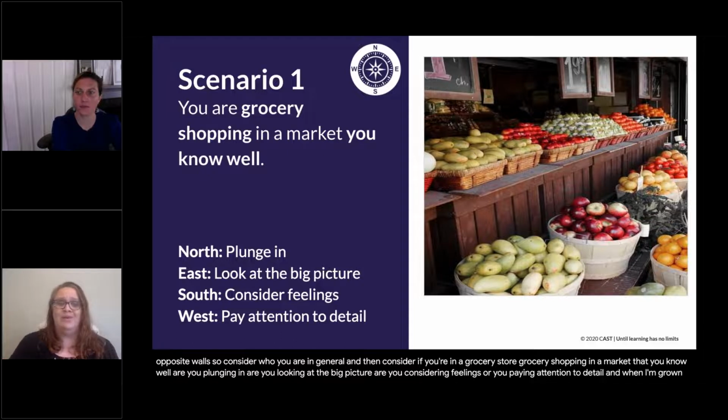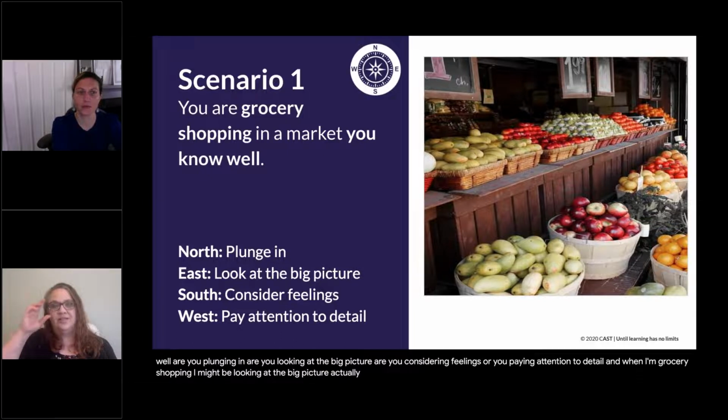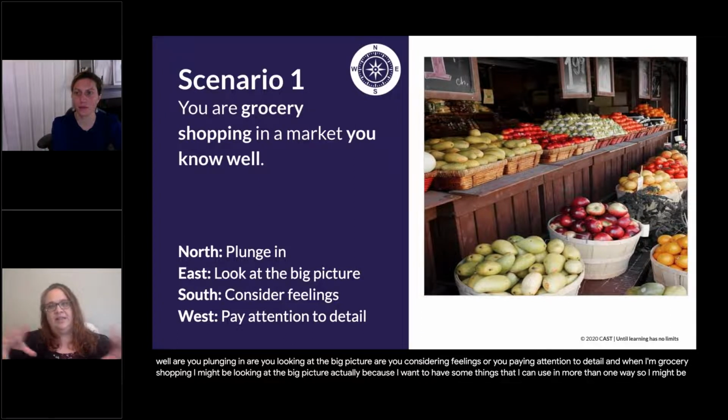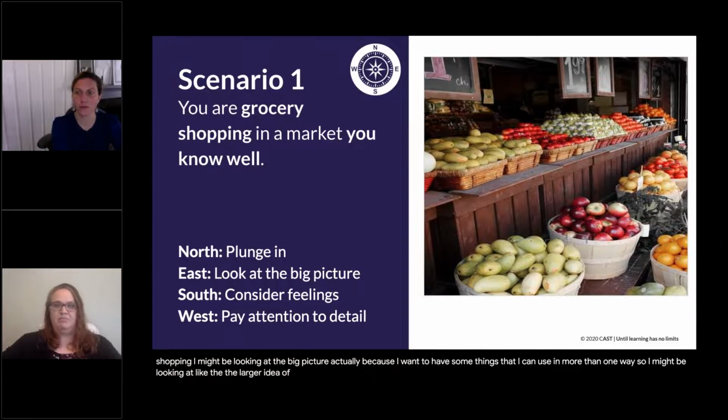And when I'm grocery shopping, I might be looking at the big picture actually, because I want to have some things that I can use in more than one way. So I might be looking at the larger idea, like I need some meat, I need some vegetables. How about you, Amanda, when you're grocery shopping?